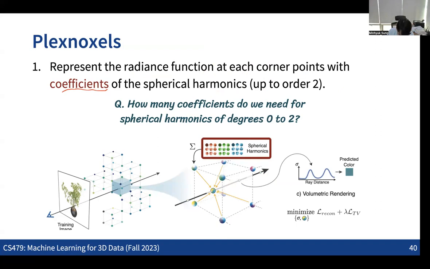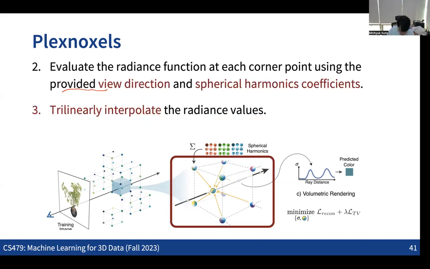Once we store the coefficients of all the 9 basis functions, given the view direction, we can evaluate the radiance function, which is represented as the linear combination of the 9 basis functions. This means we can calculate the radiance value for each of the corner points based on the 9 coefficients, and then we can also interpolate the radiance values. So that's the very simple idea of how we can run NeRF without the neural net, by encoding information for each of the corner points of the 3D grid.